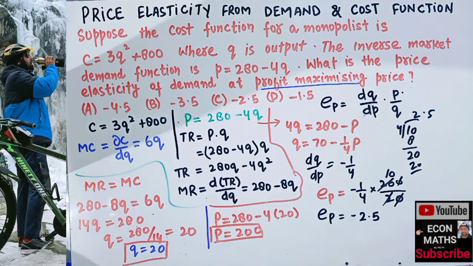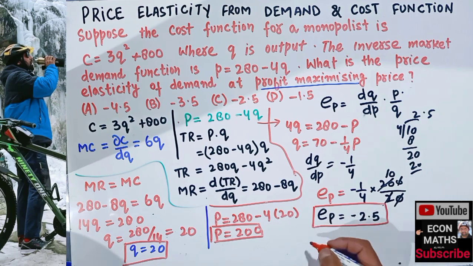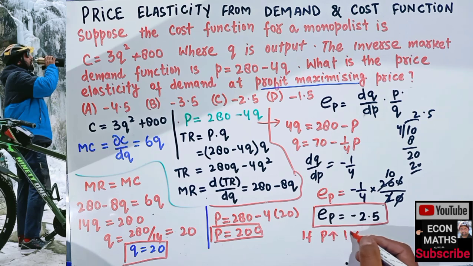And what exactly does it mean? It simply means that if the monopolist increases price by 1%, the quantity demanded will decrease by 2.5%. So this is how we calculate the price elasticity of demand from the given demand and cost functions for a monopolist.